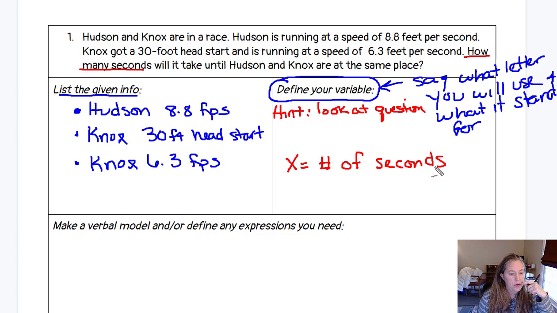So I'd like you to go through the other word problems. There's 3 or 4 more, I can't remember how many are in this. I'd like you to go through and just list all of the given information and define your variable for each one. And then you can watch the next video.